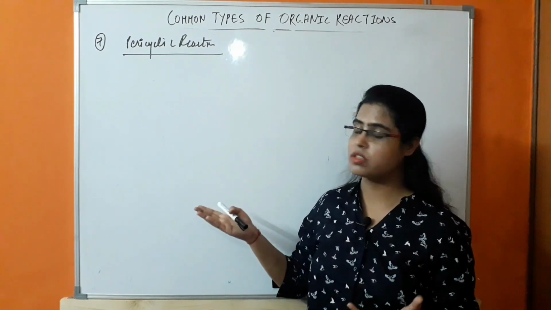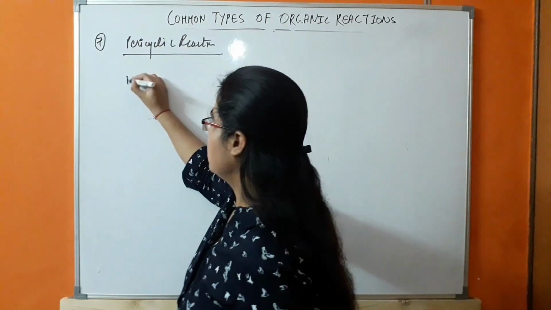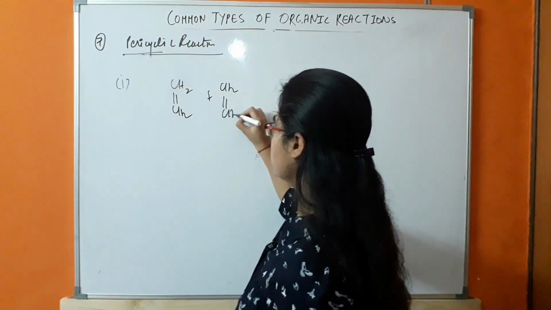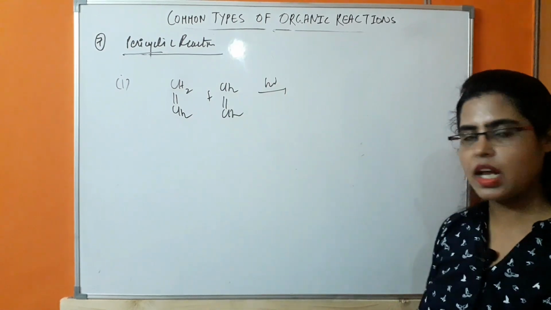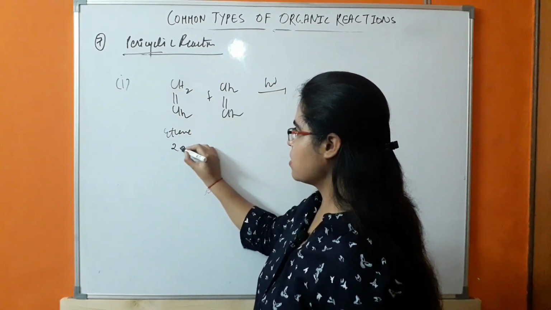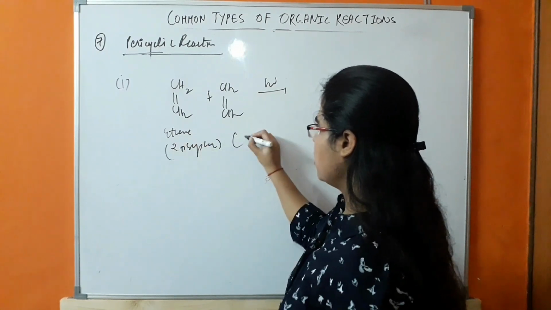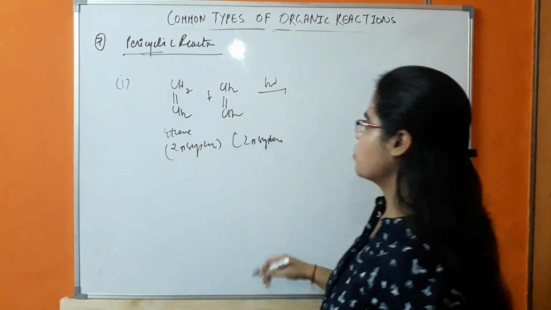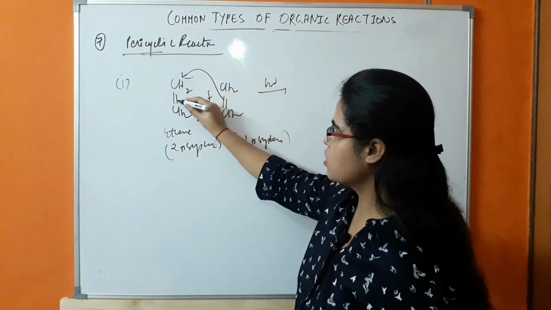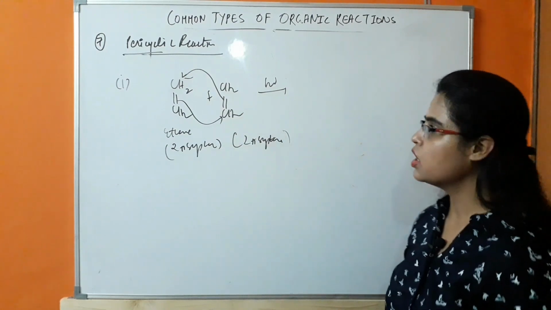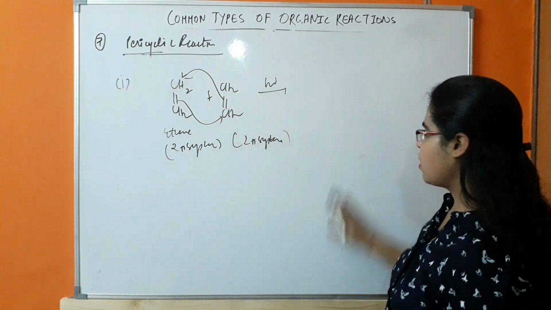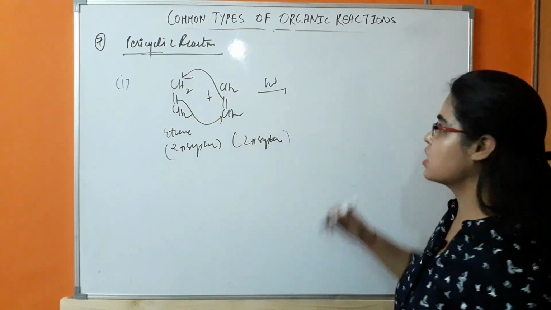This reaction occurs in the presence of heat or light. So some examples of this reaction are given as, first, CH2 double bond CH2, CH2 double bond CH2. This reaction is occurring in the presence of light. This is ethene molecule, this is a 2-pi system. These both are 2-pi systems. In the presence of light, this bond will be shifted to this side and this bond will be shifted to this side, so there will be bond formation between these two carbons and these two carbons. So there will be involvement of a transition state.